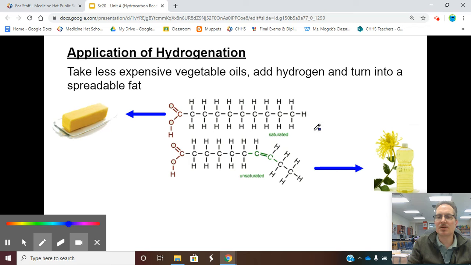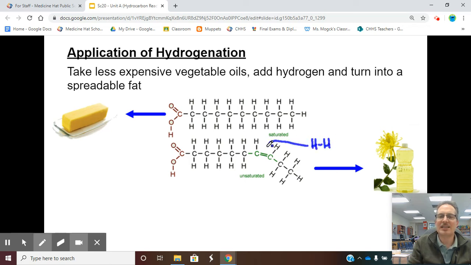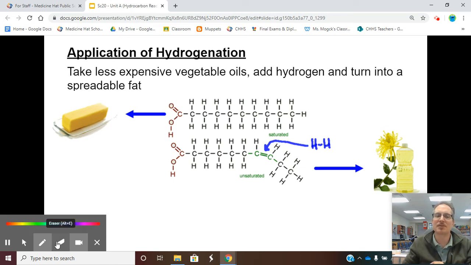If I was to add hydrogen and have it attack the double bond, this bond would swing open and I could go from unsaturated to saturated, and I could take a less expensive vegetable oil and turn it into a spreadable fat, right? We're going from oil to butter, ideally, if we want to look at it in its simplest form, by just going through hydrogenation, breaking one double bond by adding hydrogen.